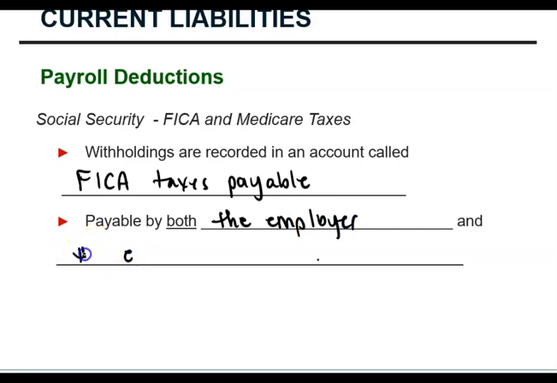So if the FICA tax is 7.65%, that would be charged by both. That needs to be paid out by the employee and the employer.